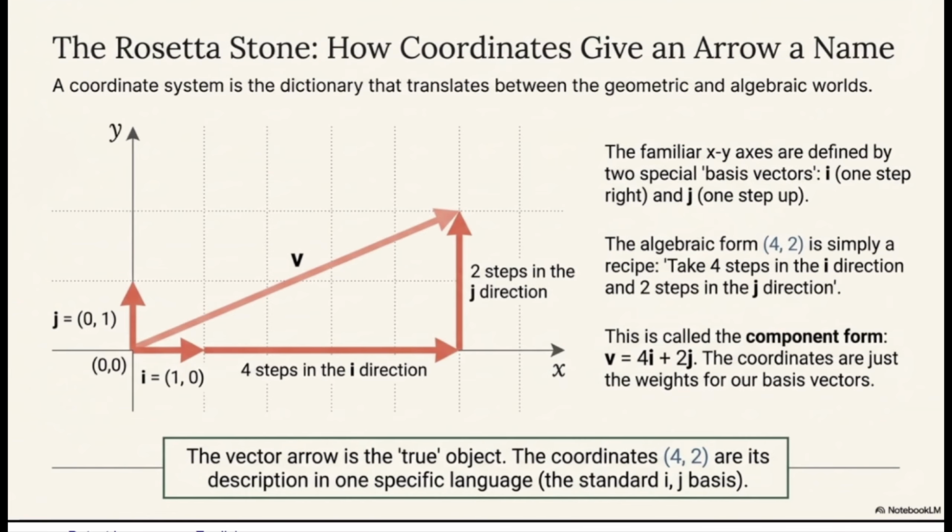So at this point, a coordinate system is going to be the dictionary that translates between the geometric and algebraic world. Obviously, in the algebraic world we only have numbers, and in geometry we also talk about direction. So how can we translate them together? In this case, we have just the x and y axes, just like the coordinate plane that we know, defined by two special basis vectors. As I just told you, we are going to talk about one step to the right and one step to the top. This one step to the right is considered as i.